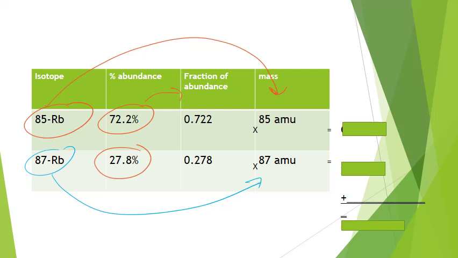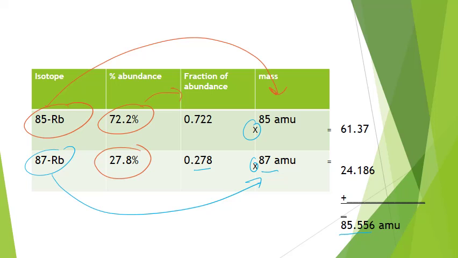Okay, now we just multiply the two together and add it. So 0.722 times 85 is equal to 61.37. And 0.278 times 87 is equal to 24.186. And then we just add the two numbers together. So we have a total mass of 85.86.